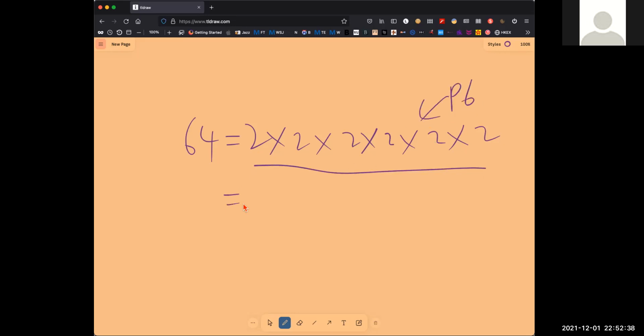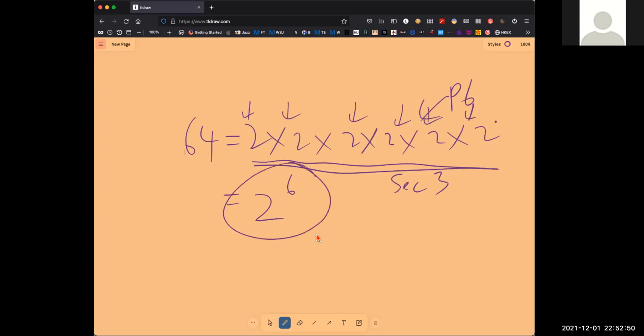But if you reach Sec 3, actually Sec 2 onwards, you're going to write this. How many 2s do you have? 1, 2, 3, 4, 5, and 6. So 2 to the power 6. So this is called the index notation format. Can you see that it's so neat and tidy compared to this?